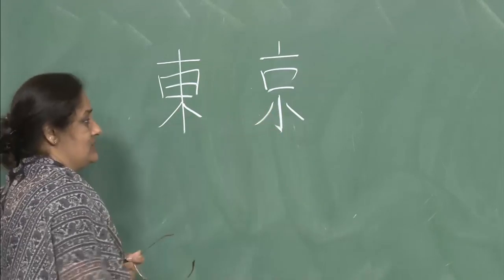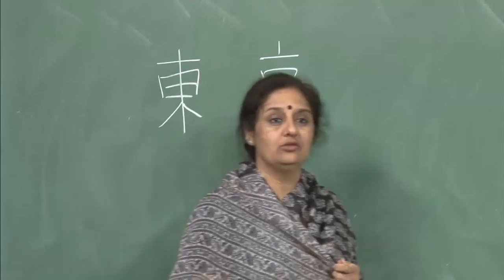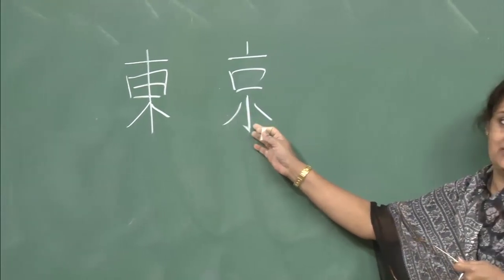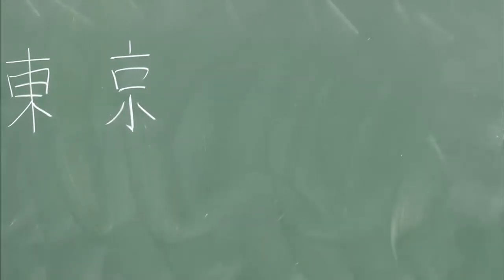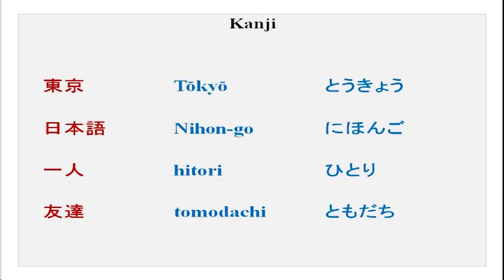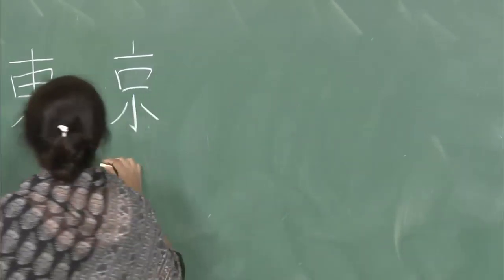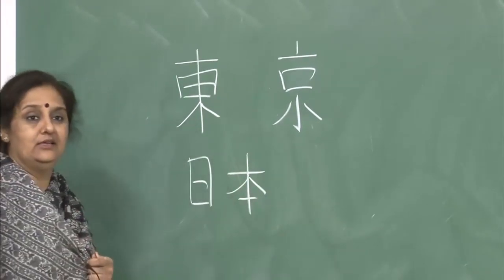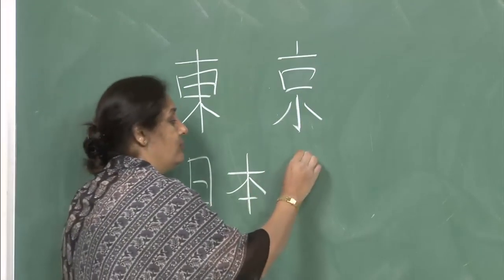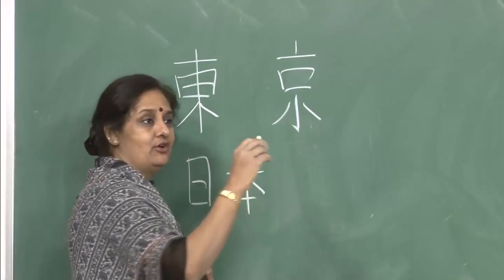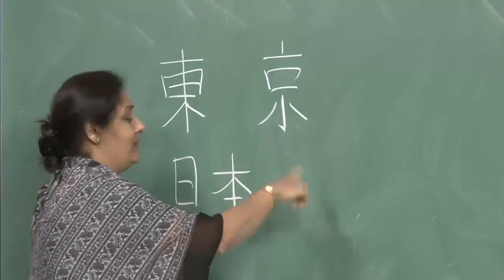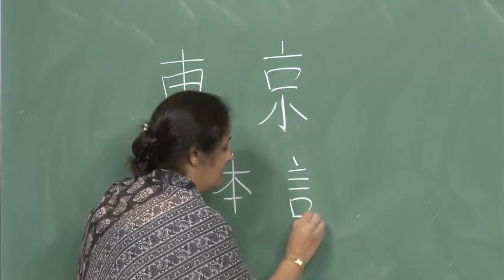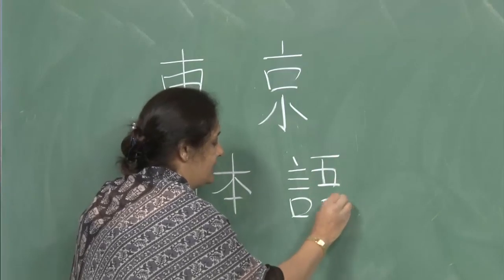East of this old capital, which was Kyoto as you know, is Tokyo, which is the present capital of Japan. Then we also have Nihongo over here. Nihon you already know. We've done it a number of times. Nihon means Japan, and go means language. So, it's a combination of three characters to make language over here. I'll make those characters for you once very quickly and then explain.